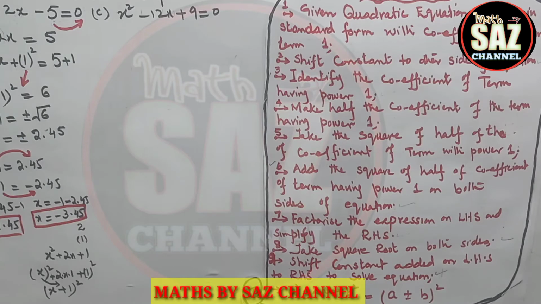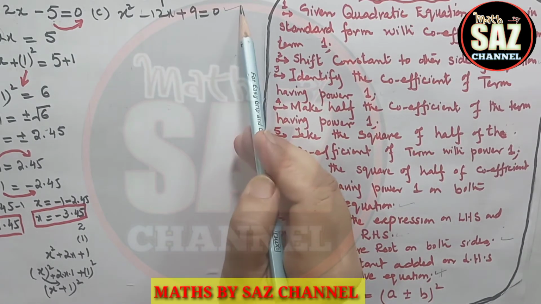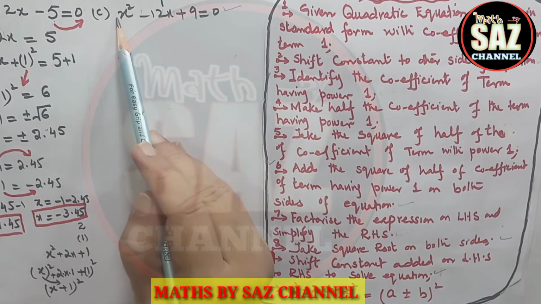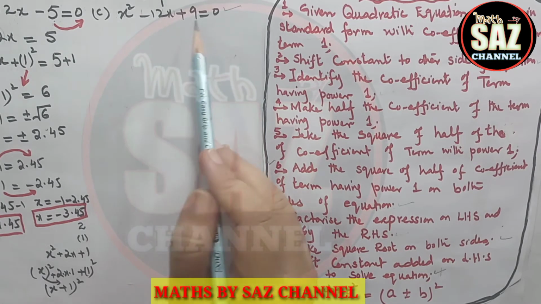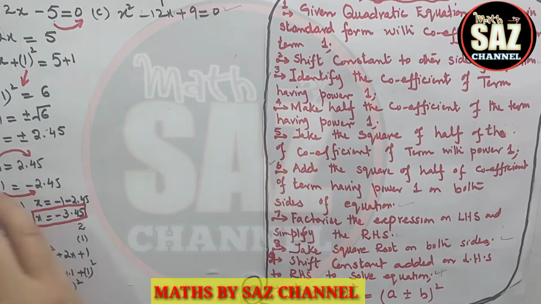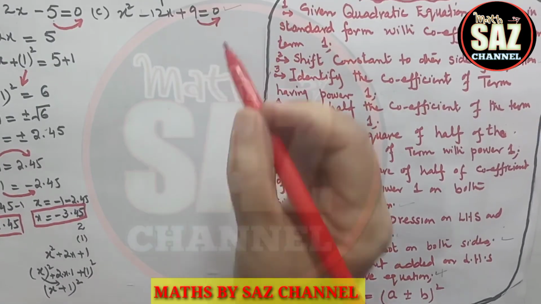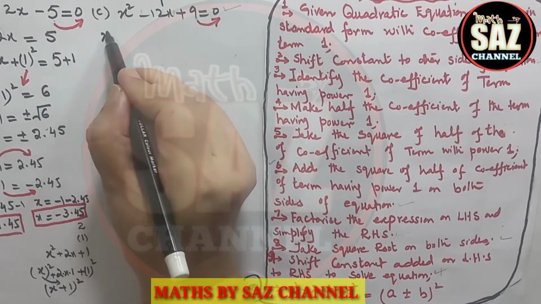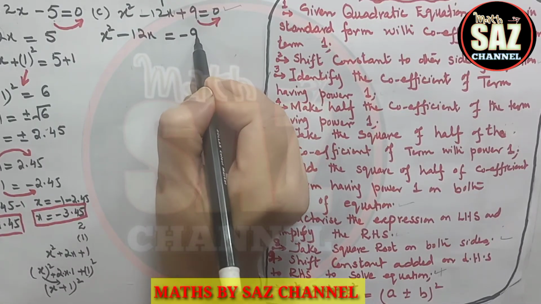The next question is x square minus 12x plus 9 equals 0. The given equation is in standard form with the coefficient of the square term positive 1 and the square term in the beginning, the product term in the middle place and the constant at the last place. First step according to the method is that I have to shift the constant, that is 9, to the other side by changing the sign. So my equation will take the form x square minus 12x equals minus 9.